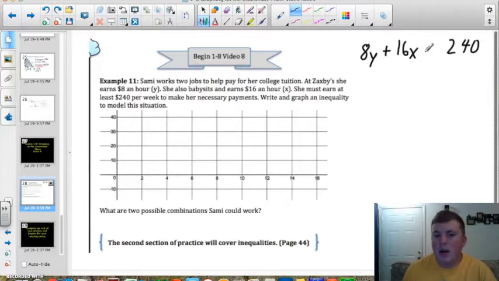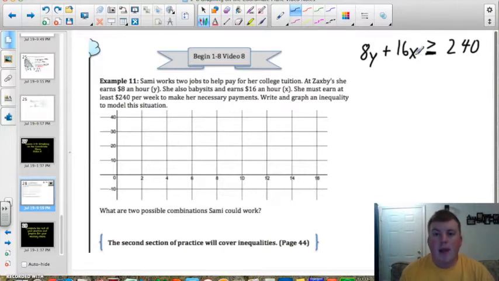If she's wanting to earn at least $240, that means she would be happy if she made exactly $240. So we know we're going to have the equal to line underneath whichever symbol we choose. Now, since it's at least, that means she needs to make more than 240. And the symbol we're going to use for that is greater than. So this ends up being a greater than or equal to.